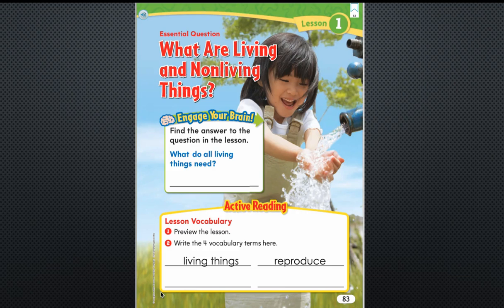On the next line, pause to write the word reproduce. On the next line, pause to write non-living things. And on the last line, pause to write environment.